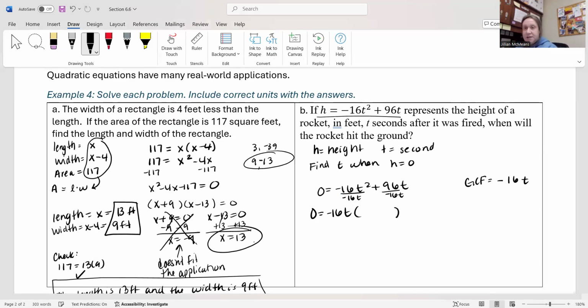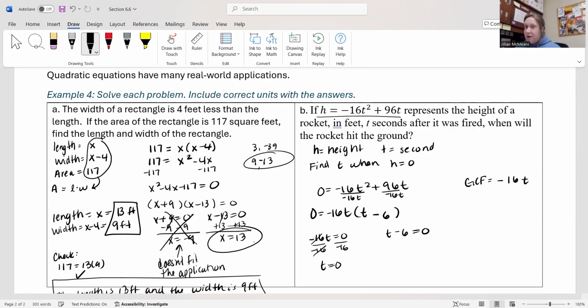Negative 16t squared divided by negative 16t is just going to be t. And then 96t divided by negative 16t. Remember, 96 divided by 16 was 6, so we're going to get just negative 6. And now we have a product that equals 0. So we can take negative 16t equal to 0 and t minus 6 equal to 0. If I have negative 16t equal to 0, I need to divide both sides by negative 16. The 16s cancel to become 1, so I just get t equals 0.